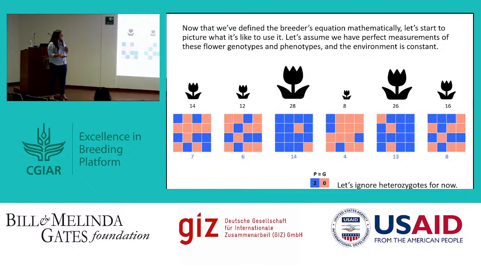Down here, the numbers are the value of this phenotype, big and small. A good allele has a value of 2, a bad one has a value of 0, and blue versus pink. For simplicity, we're going to ignore the heterozygotes, and our goal is to make bigger flowers. So when I first made this, I was talking to Eduardo, and he was like, well, I would really prefer smaller flowers. So I had to specify which one would be better.